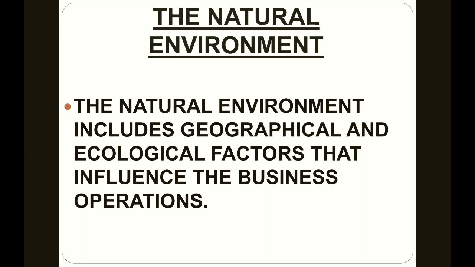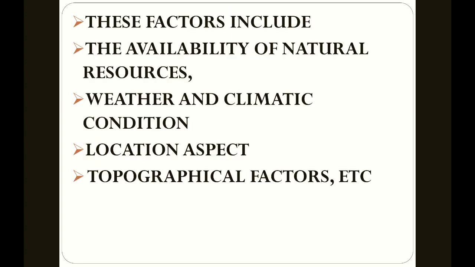Now the natural environment. The natural environment includes geographical and ecological factors that influence business operations. It concerns the availability of raw material. If you don't have raw material, your business won't run. So it's very important to analyze the availability of raw material, water, power and energy, and whether the supply is sufficient. If there is no availability of raw material, your business won't run successfully. This factor includes the availability of natural resources, weather, climatic conditions, location, and topographic factors.